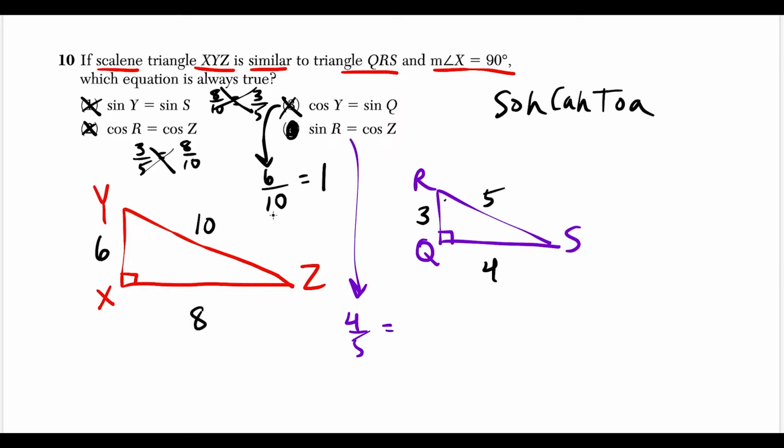Is this equal to cosine of z? Adjacent to z is 8 over the hypotenuse 10. This one is definitely true, so definitely choice 4.